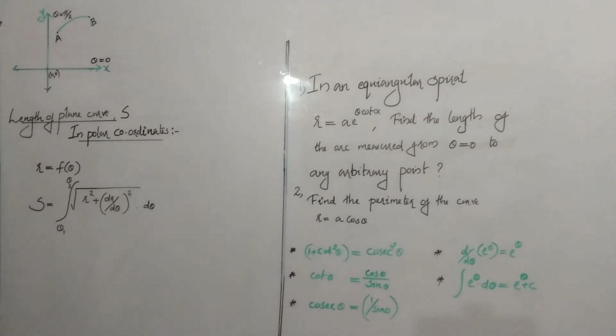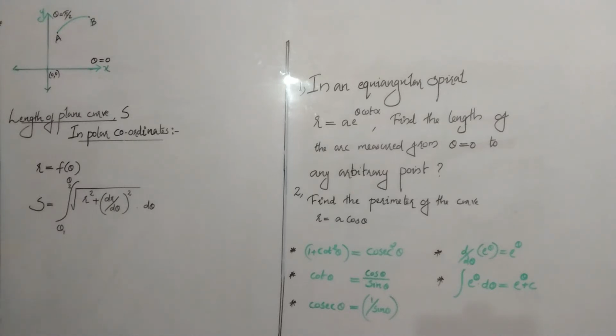If the equation of the curve is given in polar form of r is equal to f of theta, and theta 1 and theta 2 are the values of vector angles of the points A and B on the curve, then the length of arc AB is given by S is equal to integral theta 1 to theta 2 root of r square plus dr by d theta square into d theta. Now we can solve the first question.